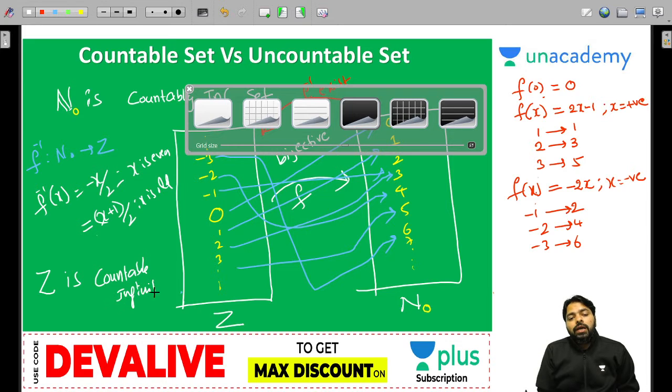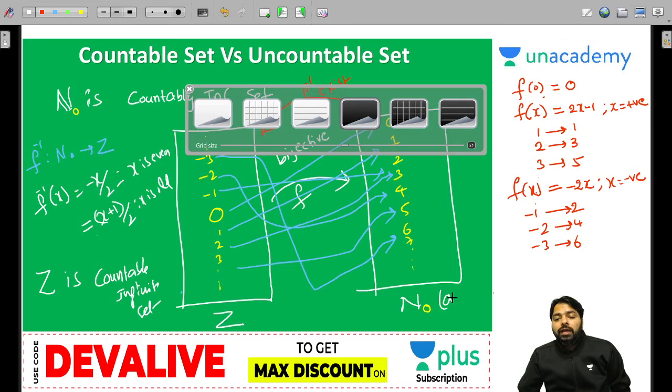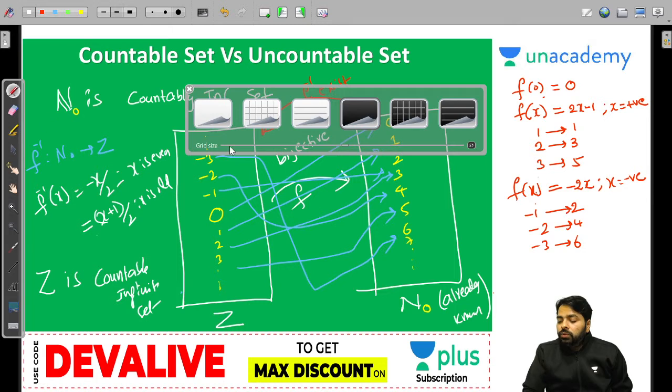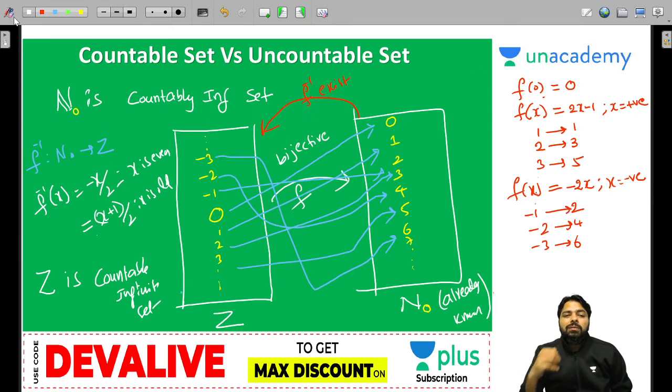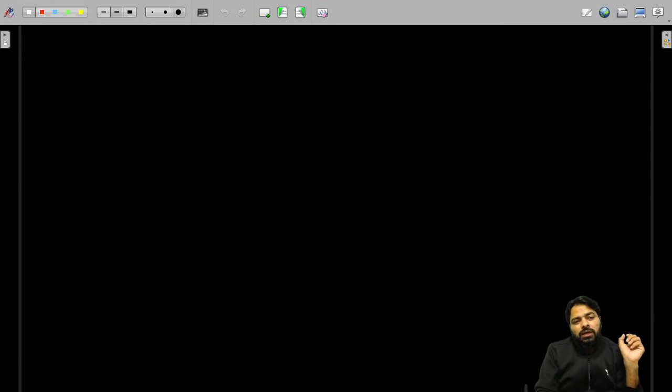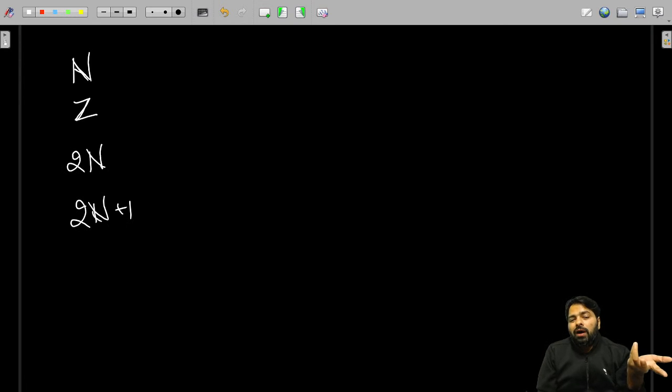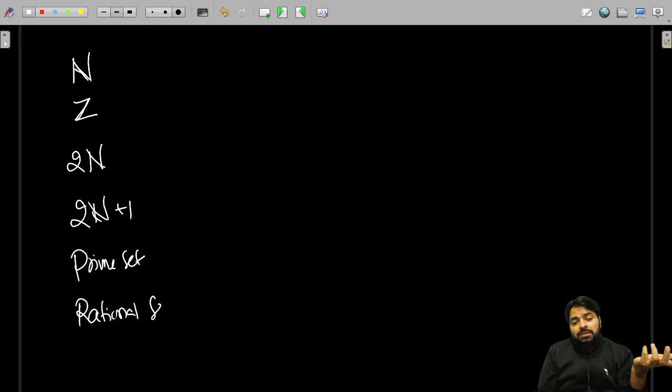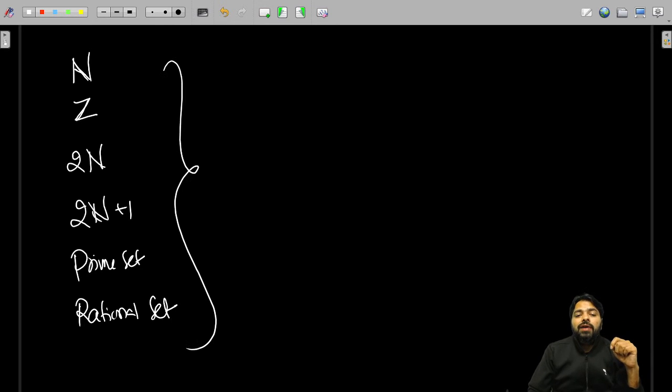With the help of an already known countable set. Here n0 is already known countable, already known to the world. Clear? But please don't try to prove that every countably infinite set is countable, it is hard to prove. But we can talk about them. If you know n is countable, n0 of course, even z is countable, even 2n is also countable, 2n plus 1, that is the set of even numbers, odd numbers, even the prime set is countable, even the rational set is countable, irrational is not countable. Rational set is countable. These all are well-known countable sets.